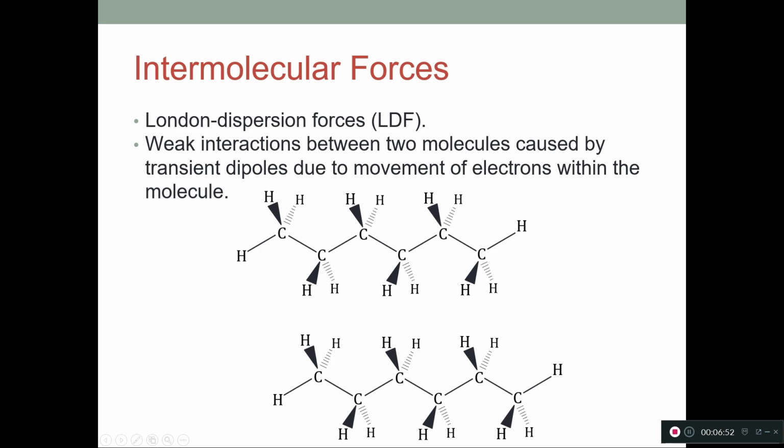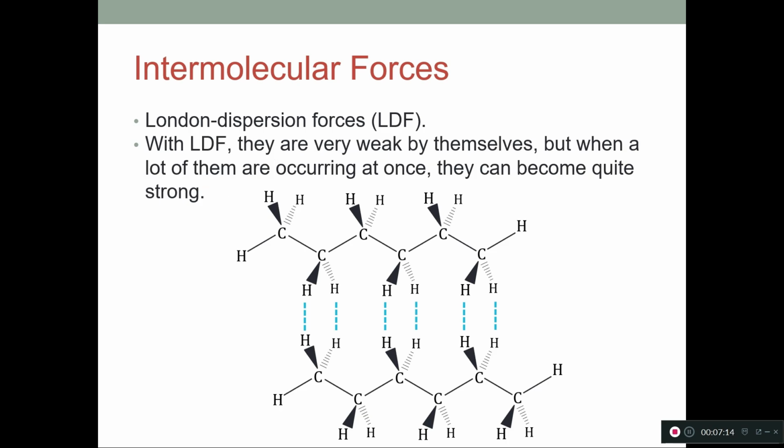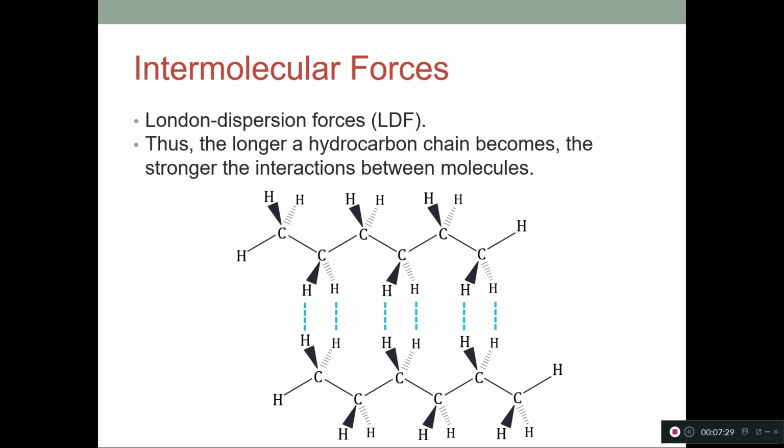And so when we have that go on, we have this very weak, very transient interaction, but these are happening probably hundreds, thousands, even million times a second. And so we can have these very weak, very transient interactions, but we see that if we have a lot of these going on, if we have these large chains, then these can actually start becoming quite strong. So with LDF, they are very weak by themselves, so a single LDF would be very weak, but when a lot of them are occurring at once, they can become quite strong. Thus, the longer a hydrocarbon chain becomes, the stronger the interactions between the molecules.